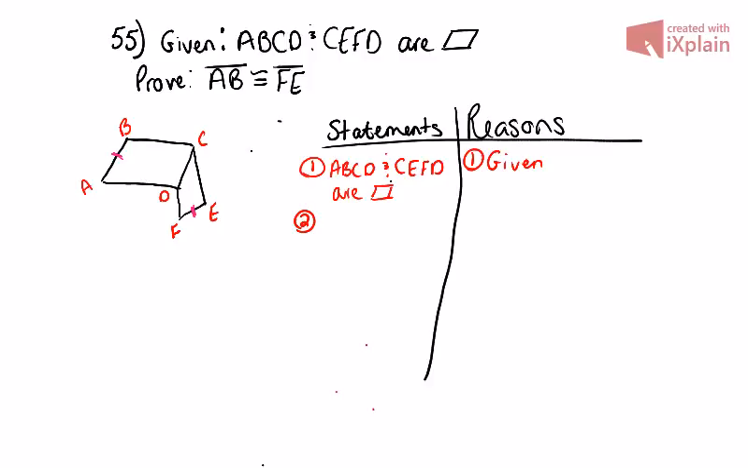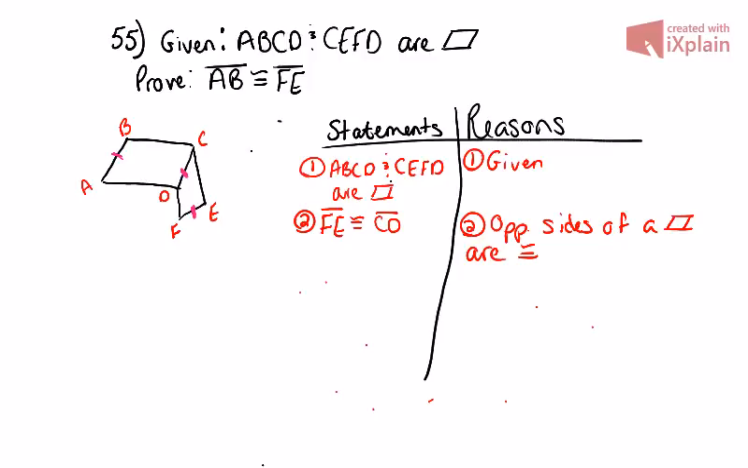Now I know that I have parallelograms here, and in parallelograms I have congruent opposite sides. So for example, I know that FE is congruent to CD. And that's literally because opposite sides of a parallelogram are congruent. So I've just shown that I have CD here and FE congruent.